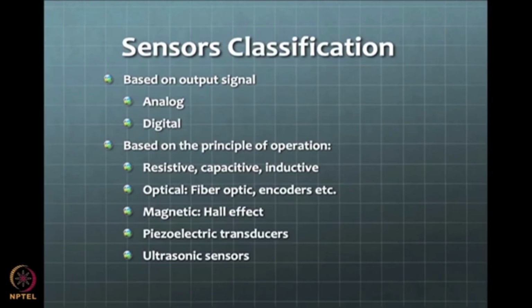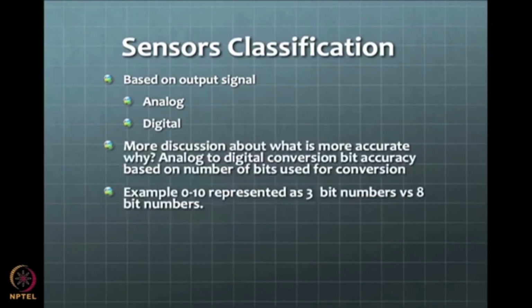Based on the principle of operation, we can have another classification for sensors. You can have resistive, capacitive, or inductive sensing, then optical sensing, or magnetic sensing, or piezoelectric sensing. So we'll just briefly look at these different classes of sensors now. Okay, so yeah, we have just seen this analog to digital discussion.